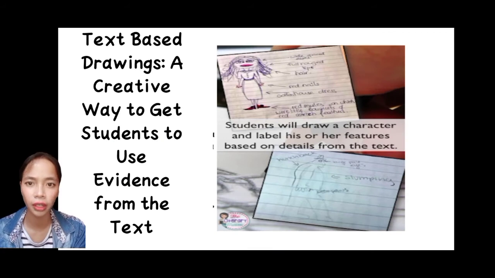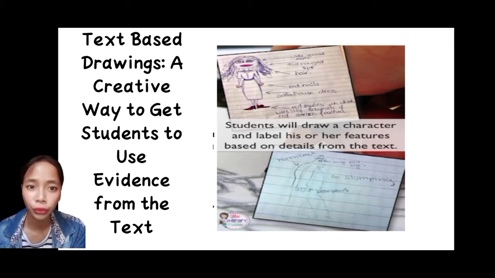Text-based drawing is a creative way to get students to use evidence from the text. Asking students to cite evidence for every single question they answered when reading and responding to a text might be good practice to ensure that they are close reading, but it also becomes repetitive.